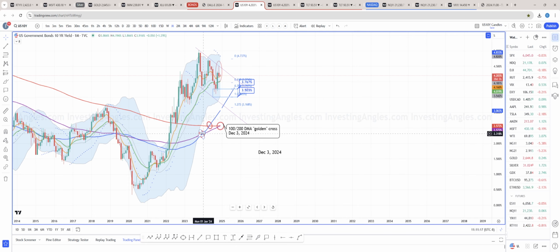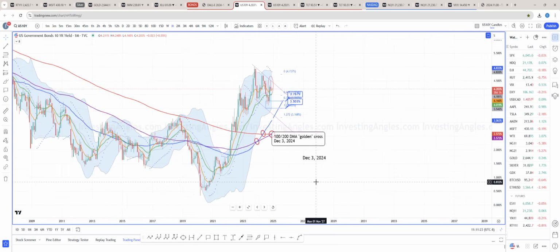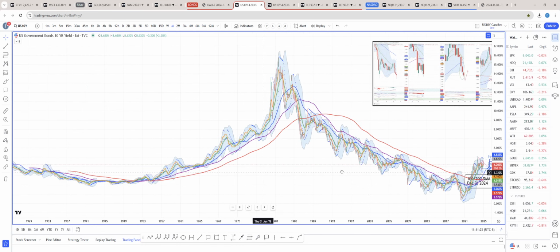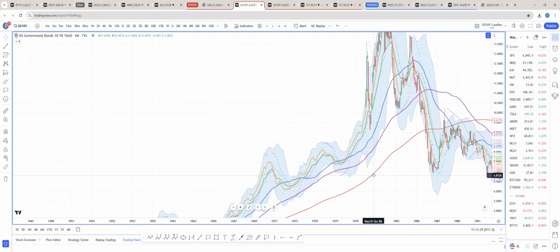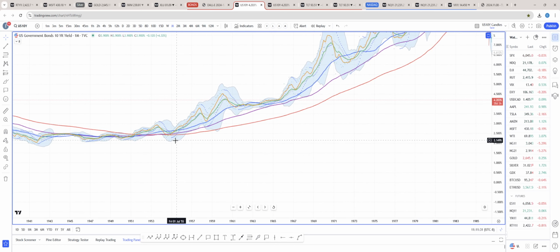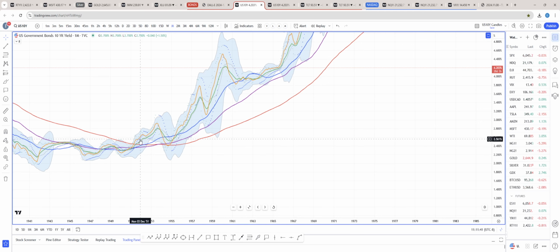So the 50 over 100, 50 over 200, and 100 over 200. So these three crosses, last time they happened, well, this is when they happened. Early 50s, 1952, 1954, 1951. So these were when the crosses were made last time.